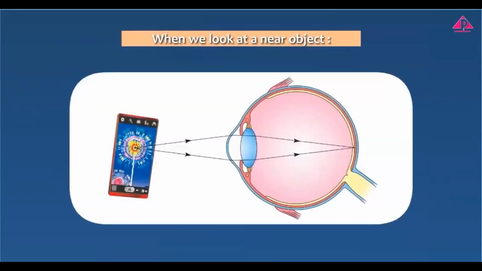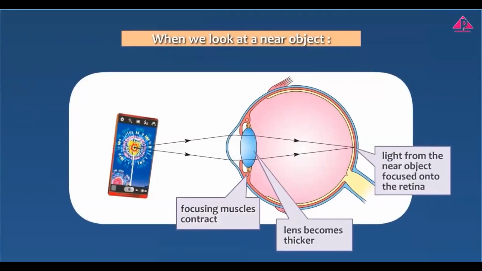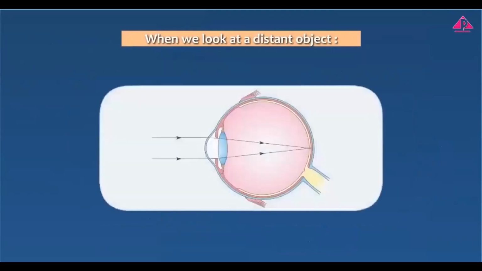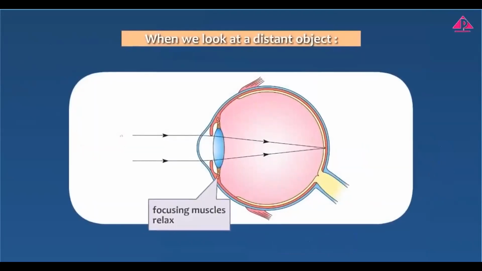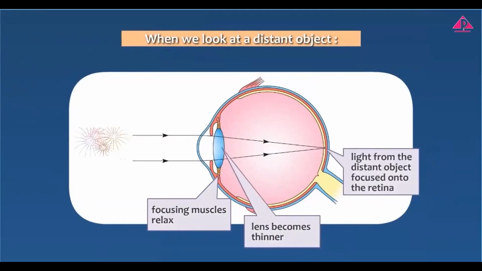When we look at a near object, focusing muscles contract. Lens becomes thicker. Light from the near object is focused onto the retina. When we look at a distant object, focusing muscles relax. Lens becomes thinner. Light from the distant object is focused onto the retina.